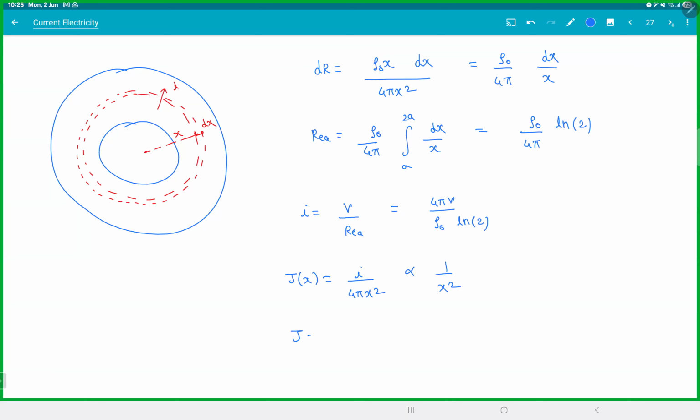Then what is field? We also know J is equal to sigma into E. Sigma is nothing but 1 by rho, so J equals 1 by rho into E. Therefore, E is equal to rho into J, where rho is again rho naught x and J is I by 4 pi x square. So E will be rho naught I by 4 pi x, with I constant. So field is proportional to 1 by x. The proportionalities are good, right? Those can be good questions. Mostly matrix matching.